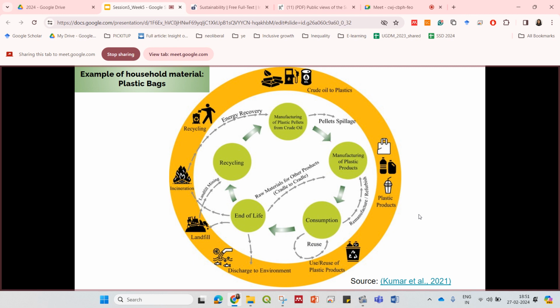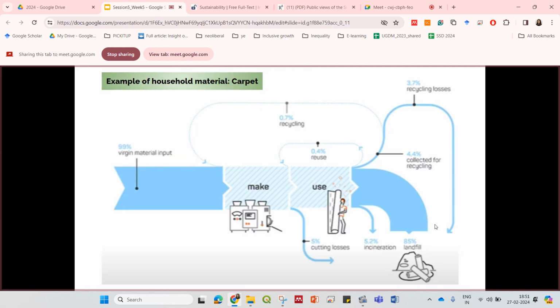Okay, moving on to another example, which is of the carpet. Again, I think this example was discussed in the lectures itself. So this shows you the life cycle of the carpet. It starts from virgin material input, which then goes on to the processing. So the carpet is made. Then it goes on to the next stage, which is the use of the carpet. It misses the transport and retail part, but you can add it here if you want. Then it goes on to the use stage.